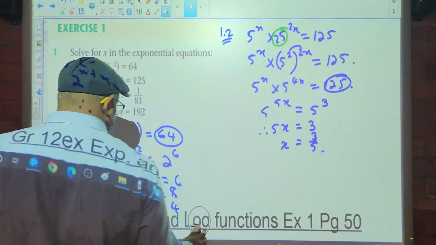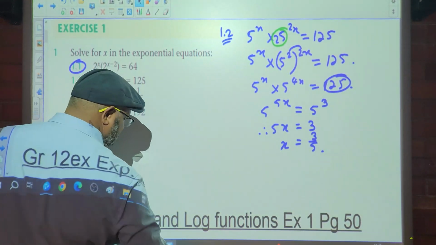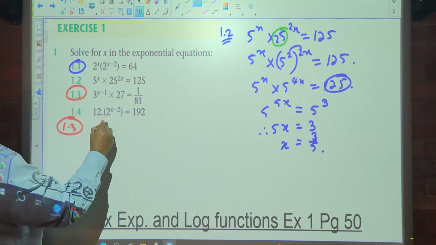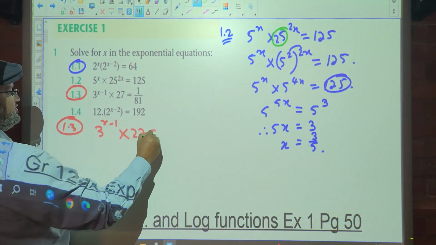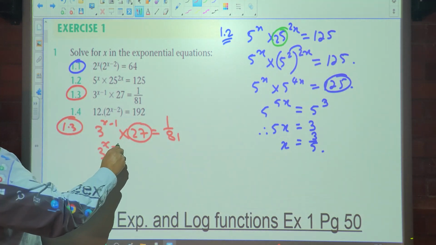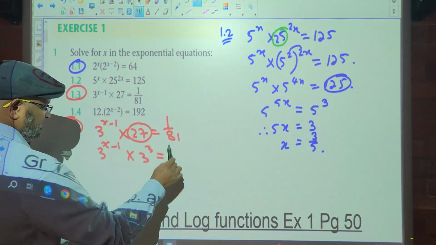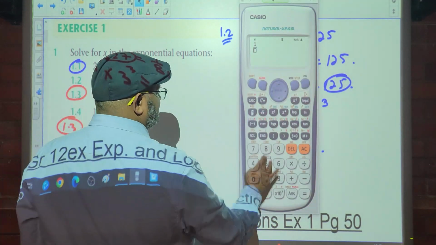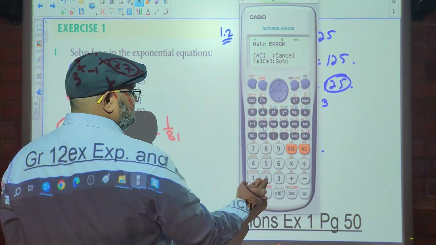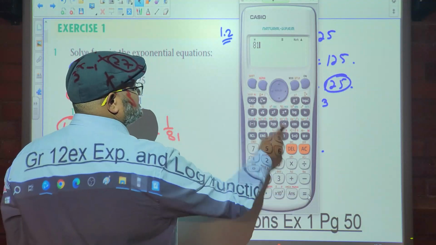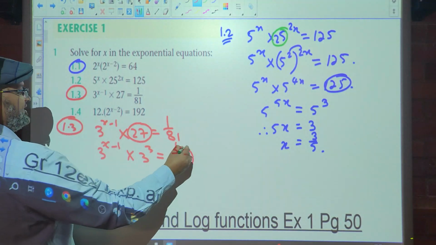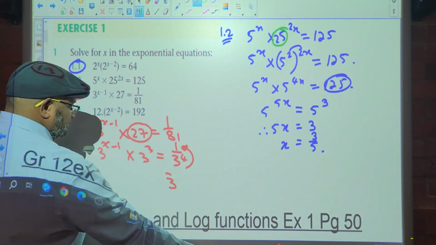Look at 1.3. Is there any issues there? 1.3. We got 3 to the x minus 1 times 27 is equal to 1 over 81. So 27 can be written as 3 cubed, not so? However, if you put 1 over 81 and you try and factorize that, it's not going to work. So what we do is, we write it as 81 first, then we factorize that, which is 3 to the 4. So 1 over 3 to the 4, we bring that up, becomes 3 to the negative 4.